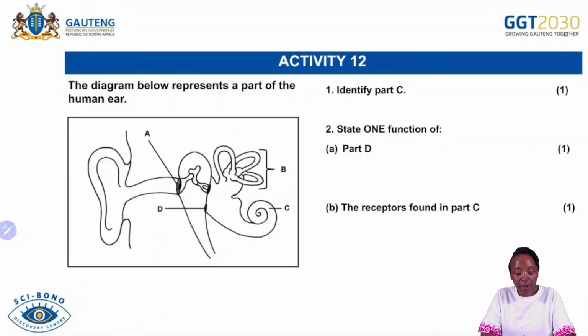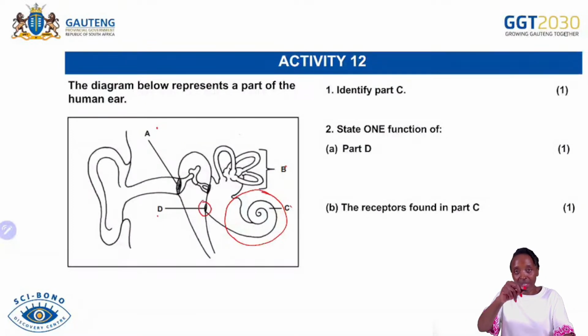So this diagram represents the parts of the human ear. Again, you try and put labels. A is the tympanic membrane. B is the round window. D, B are the semicircular canals, and C is the cochlea. So identify part C. This is part C, the coiled part of the ear. It's called the cochlea. State one function of part D, where part D is the round window.